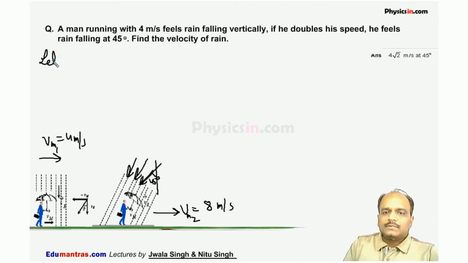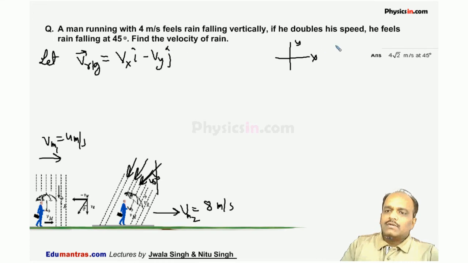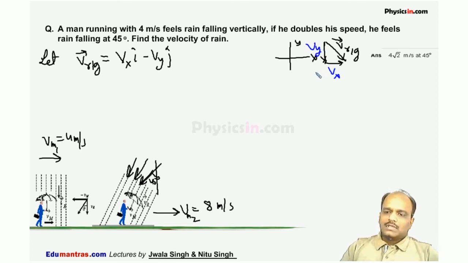Let the velocity of the rain with respect to ground be as follows. Let this be our x-axis and y-axis. Let the rain be falling with a velocity of Vx i cap minus Vy j cap. Because the rain always falls in the vertical direction, I am assuming the rain is falling like this. This is the velocity of the rain with respect to ground, with horizontal component Vx and vertical component Vy.